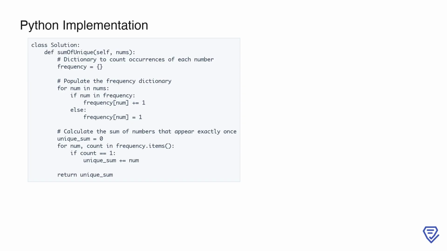Next, we initialize a variable unique_sum to 0. This variable will store the cumulative sum of all numbers that appear exactly once in the list. We then iterate over the items of the frequency dictionary. For each number and its count, if the count is exactly 1, we add that number to the unique_sum. Finally, the method returns the value of unique_sum, which represents the sum of all unique elements in the input list.